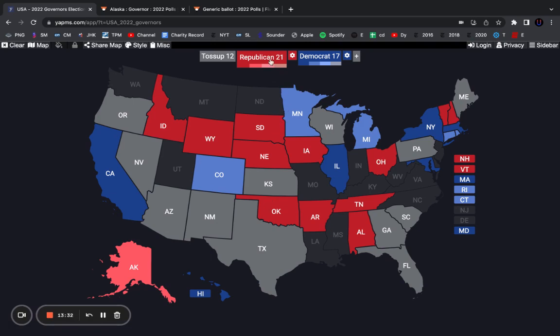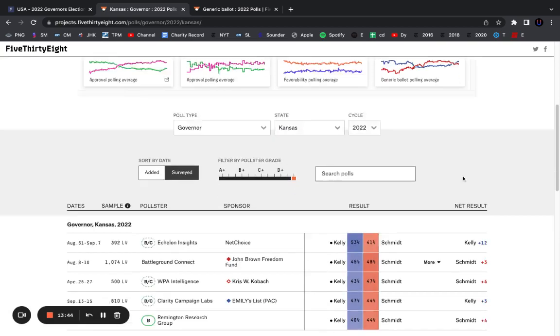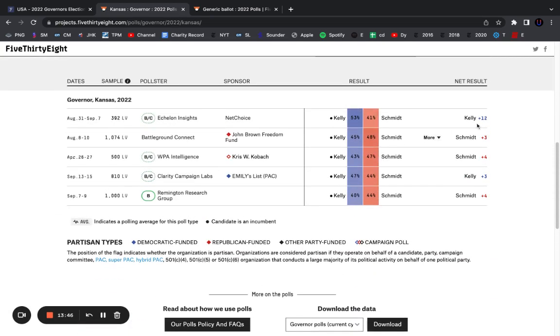Next up is the state of Kansas. People have been telling me that I'm a little too bullish on Laura Kelly losing. And I kind of get that. I think originally I had her losing by like 10. I think that was maybe a little unfair to her. But when you take a look at the polls, she's up by 12 in this Echelon poll, but I don't really care about that. When you look at the other polls, the only poll she's actually leading in is this Emily's List poll, which has her up by 3%.